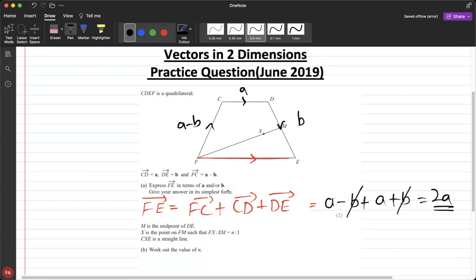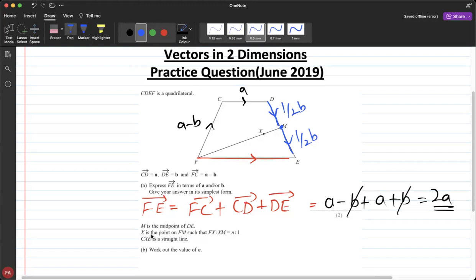Now, again, that's the easy part. The second part is where the question becomes a little more cumbersome. It says M is the midpoint of DE. That means this part over here is equally divided within this line. So can I say that D to M is going to be half B? Because this whole thing was B, right? In a similar way, ME is also half B.